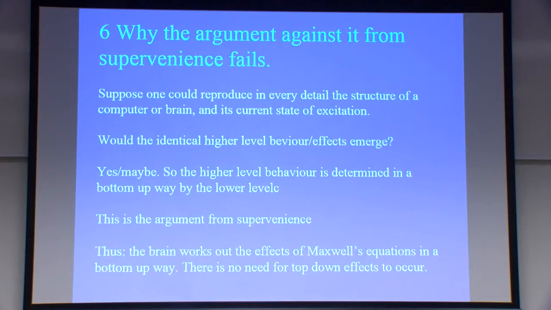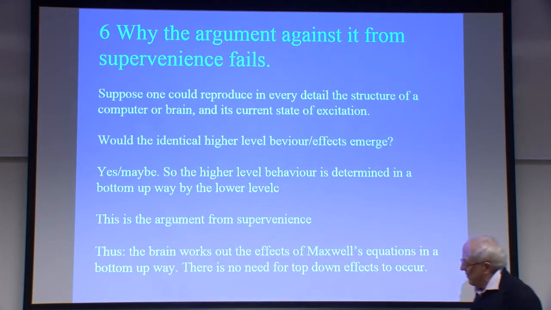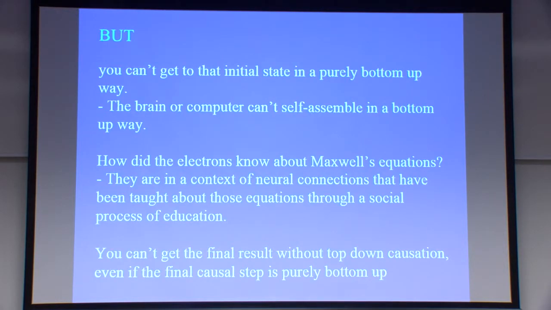I'm willing to accept maybe. So the higher level behavior is determined in a bottom-up way by the lower levels, and that's the argument from supervenience. Thus, the brain works out the effects of Maxwell's equations in a bottom-up way because it's got the structure, it's got the excitations, it's all ready to do it, and there's no need for top-down effects to occur. That's the argument there. But you can't get to that initial state in a purely bottom-up way.